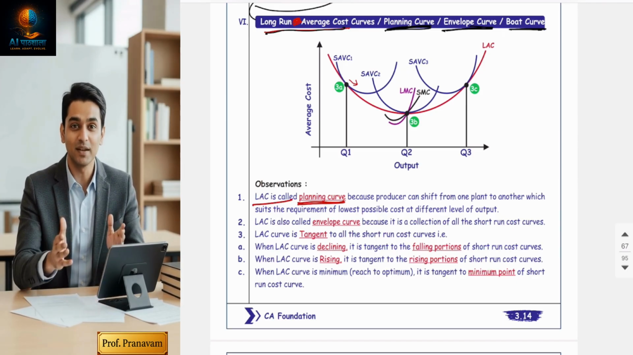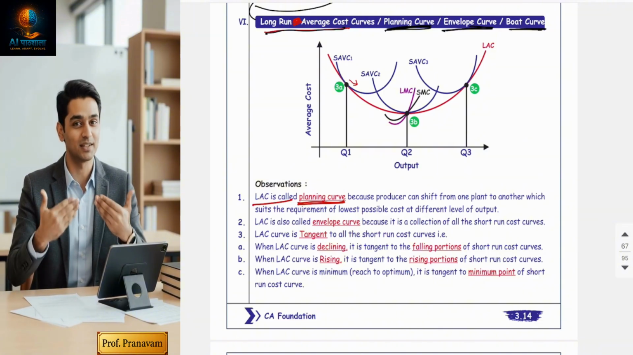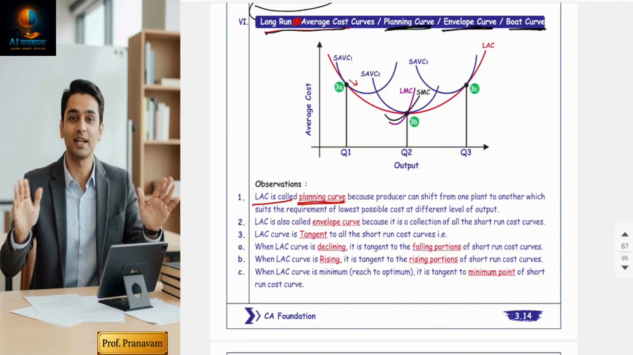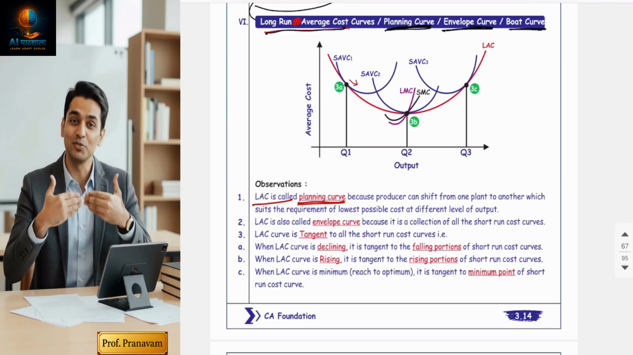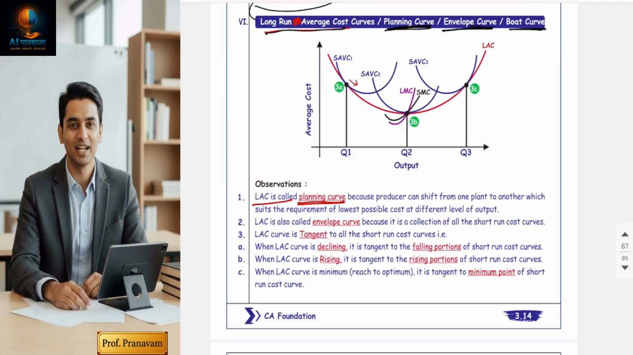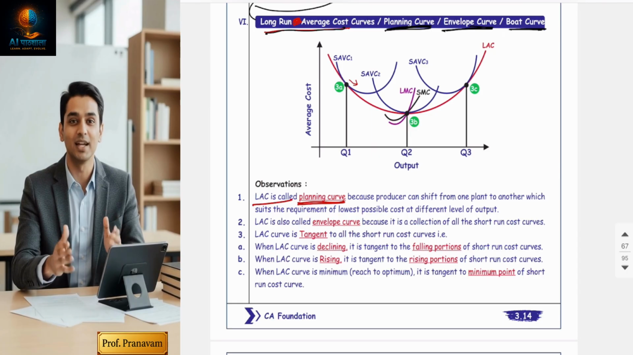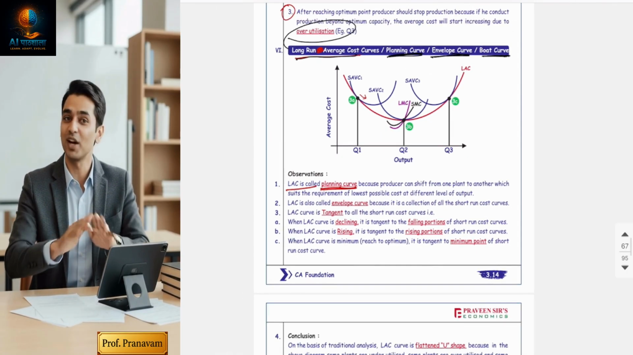So the long run cost curve is more flexible than the short run. In the short run, you cannot change your plant and machinery. It is a fixed cost. That's why the short run is called the plant curve and the long run is called planning. Planning can be done only in the long run.